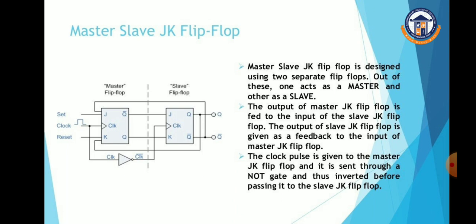And the last one is the master slave JK flip flop. The master slave JK flip flop is designed using two separate flip flops. Out of these, one acts as the master and the other as the slave. The output of the master JK flip flop is fed to the input of the slave JK flip flop. The output of the slave is fed back to the input of the master. The clock pulse is given to the master and is sent through a NOT gate, so it is inverted before passing to the slave. If the master's clock is 1, that is positive, it will be inverted, so a negative clock is given to the slave.